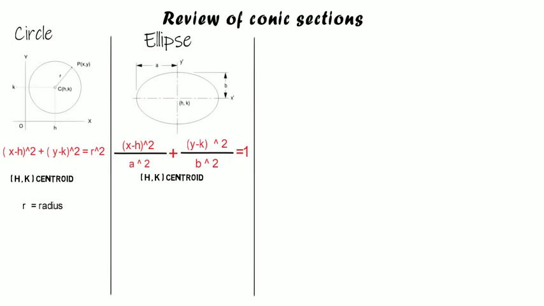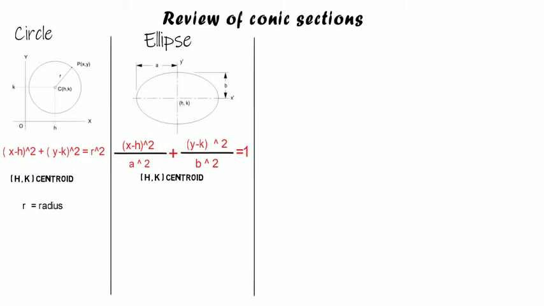Also, if we want to distinguish between a and b in the ellipse equation, a is always bigger than b, whether it corresponds to the x-axis or the y-axis. So if the x term has the bigger denominator, the major axis is the x-axis, and if the y term has the bigger denominator, the major axis is the y-axis.